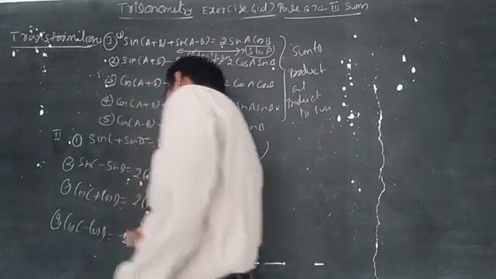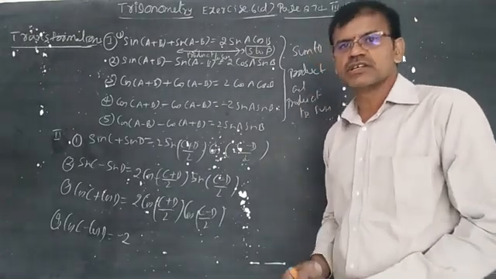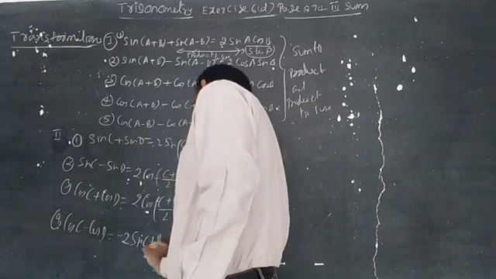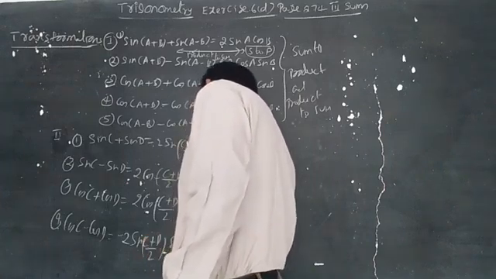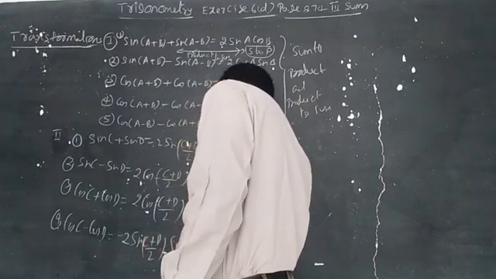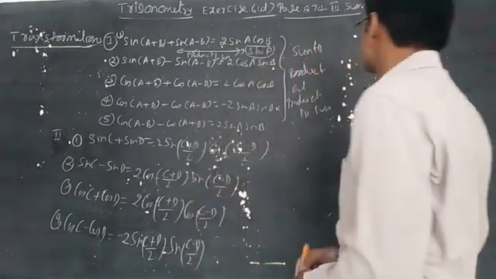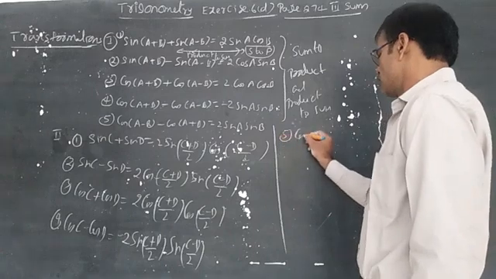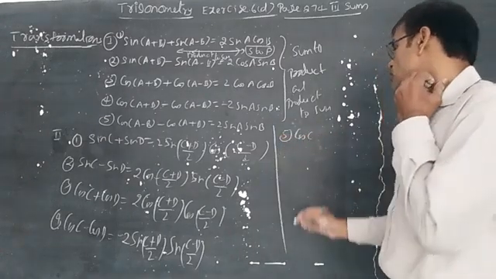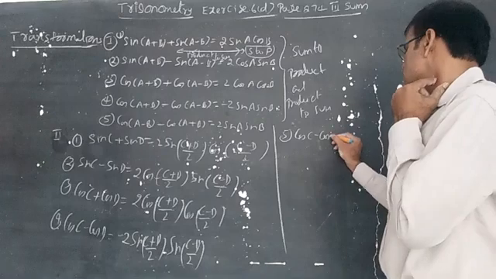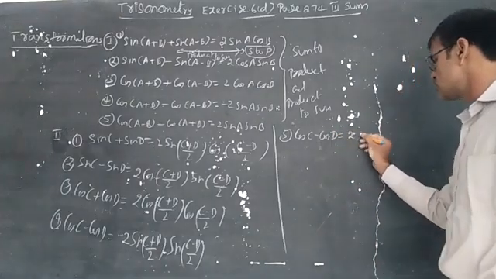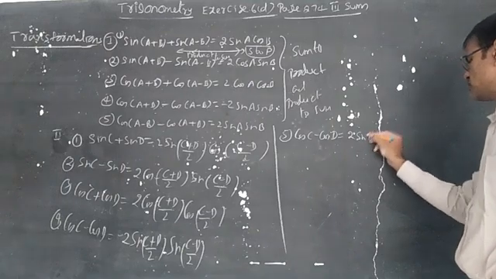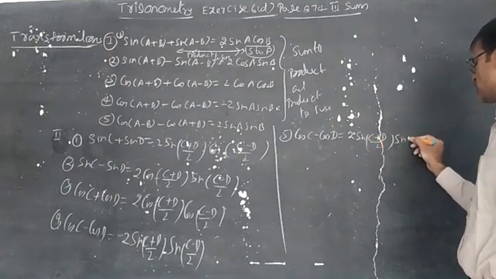Next, fourth one, cos c minus cos d can be understood as minus 2 sin of (c plus d) by 2 into sin of (c minus d) by 2. Fifth one, in the similar way, we can understand this one, cos c minus cos d, as 2 sin of (c plus d) by 2 into sin of (d minus c) by 2.